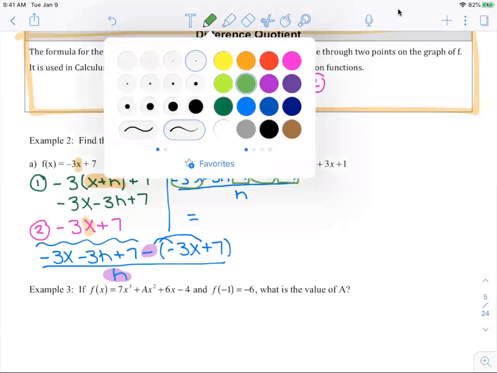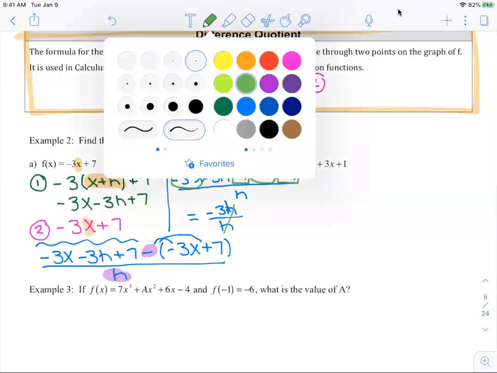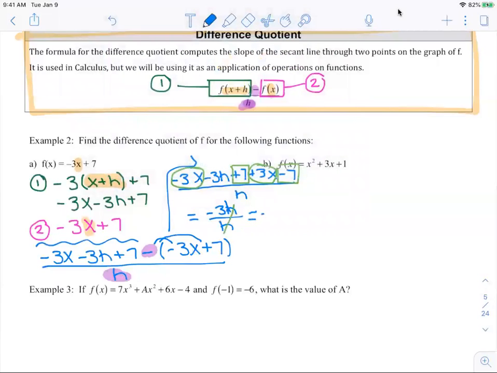is -3h over h. And then you might be like, wait, now I can simplify even more. Negative 3h over h, the h's cancel. So all I'm actually left with is negative 3. So that is my answer. It simplifies very, very nicely there.